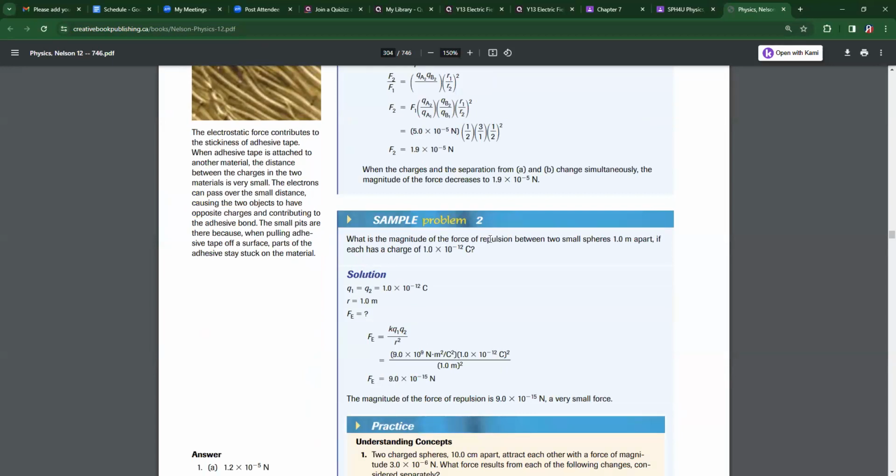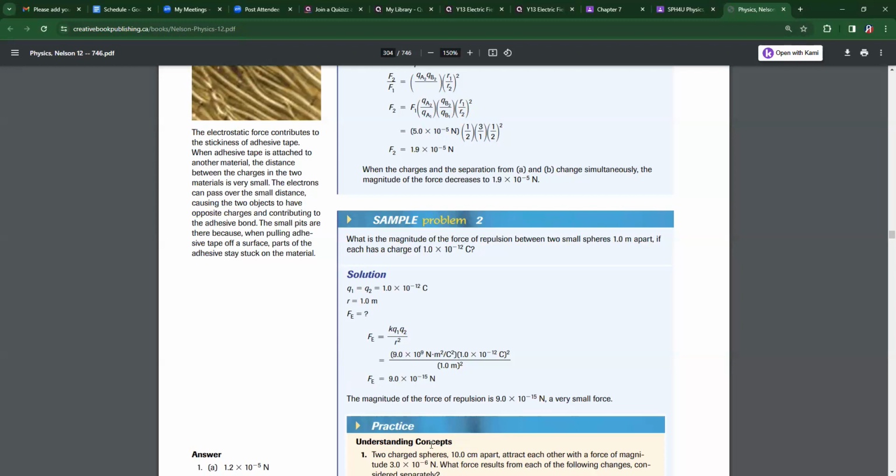What is the magnitude of the force of repulsion between two small spheres? You have the distance between them, 1 meter apart, and each charge is given. So you plug into Coulomb's law your coefficient and your two charges, and because they're both the same, you can put the size of one charge to the power 2, and the distance between them squared, which is 1 meter squared. And you get a force of 9 multiplied by 10 to the power negative 15 newtons.